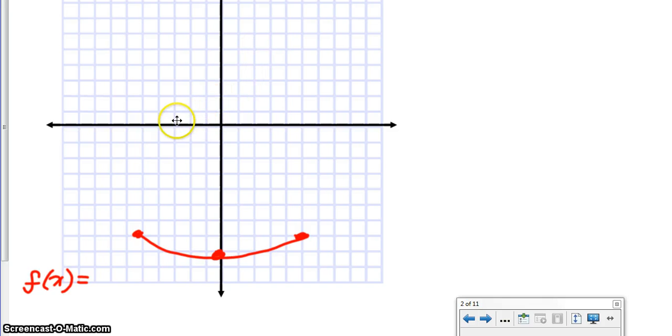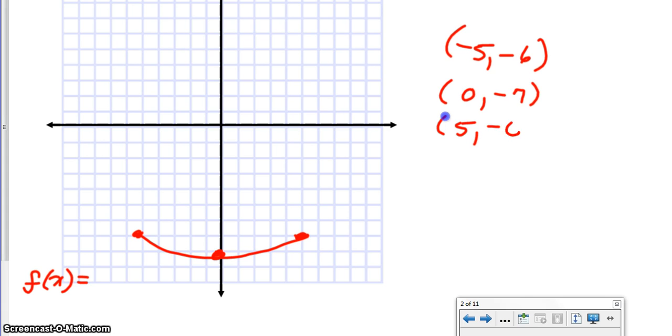And I had negative 5, negative 6. And then I had a 0, negative 7. And then I had 5, negative 6. And I said, geez, I want to do this as a quadratic on my paper, but I'm not really sure what to do. Well, guys, this is what you need to do.